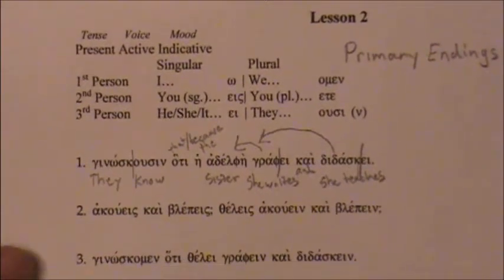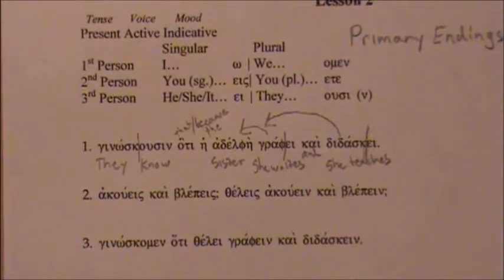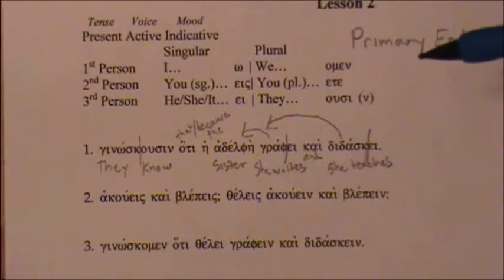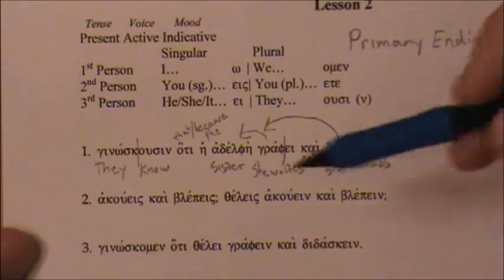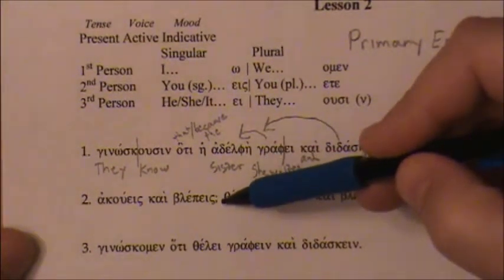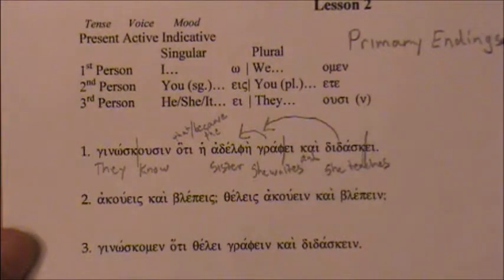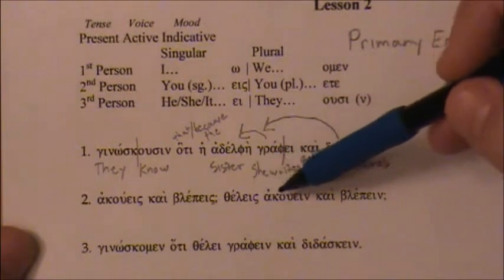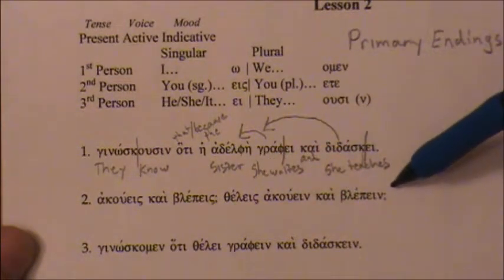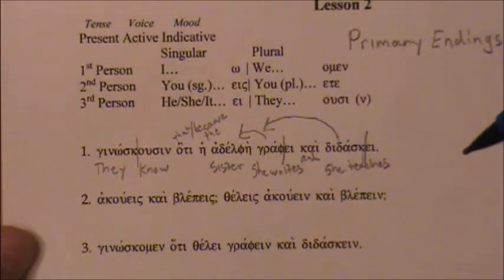Alright, number 2. Akueis, kai, blepeis. And then you notice that there's a semicolon here, so that means it's a question. So we'll have to keep that in mind. Theleis, akouein, kai, blepein. And that's another question.